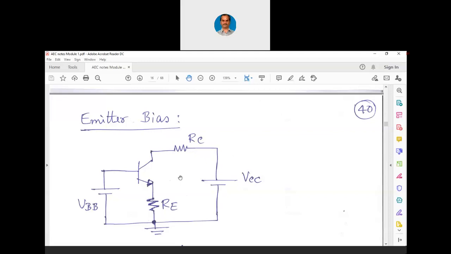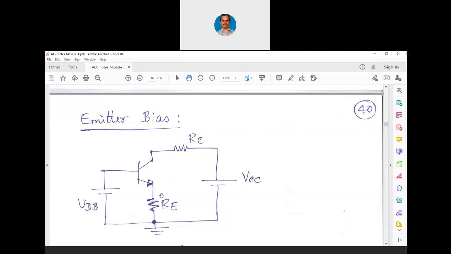Again, I will repeat this concept. In the base bias, the emitter is directly connected to ground. So, there are chances that if temperature increases or if beta is more, the transistor will go into deep saturation. We want it to be half on and half off. It may turn fully on because of this particular effect. Now, in this circuit called emitter bias, because we are connecting a resistor from emitter to ground, there will be a drop across this RE and this drop will reverse bias the PN junction. And that is how this transistor will never go into saturation. It will remain in the active region. That is the advantage of this particular circuit.